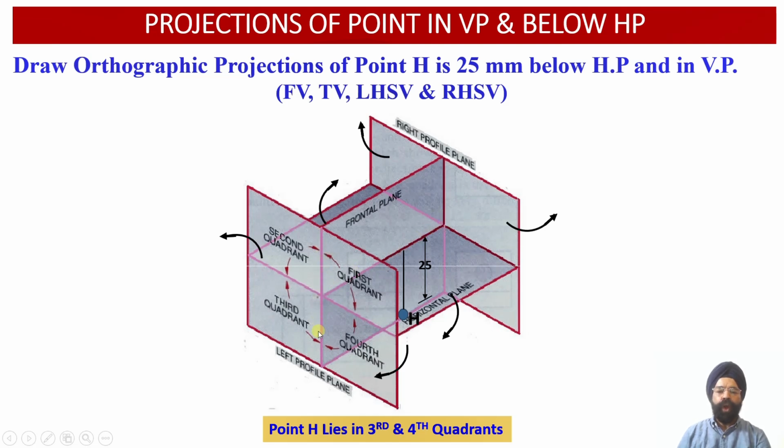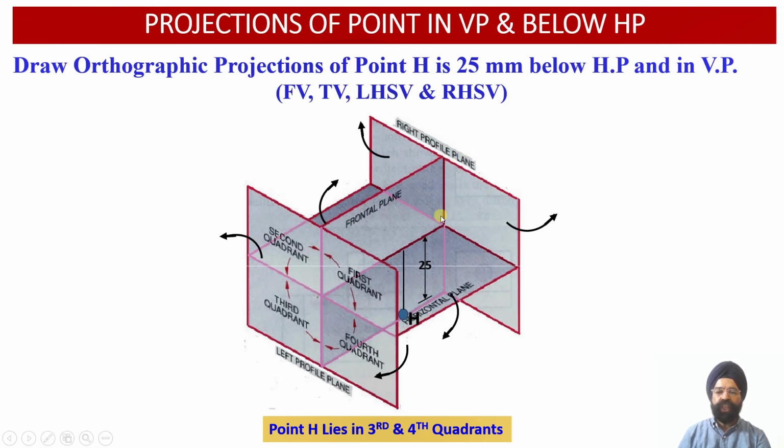This portion of the left profile plane, that is falling in quadrants 1 and 4, will be rotated in the leftward direction about this vertical hinge, whereas this portion of the left profile plane which is lying behind the vertical plane in the second and the third quadrants will be rotated towards the leftward orientation about this vertical hinge.